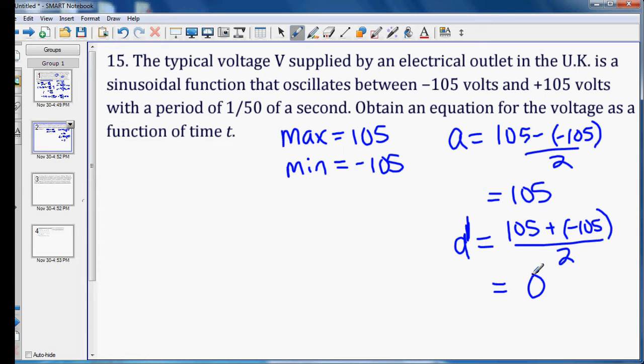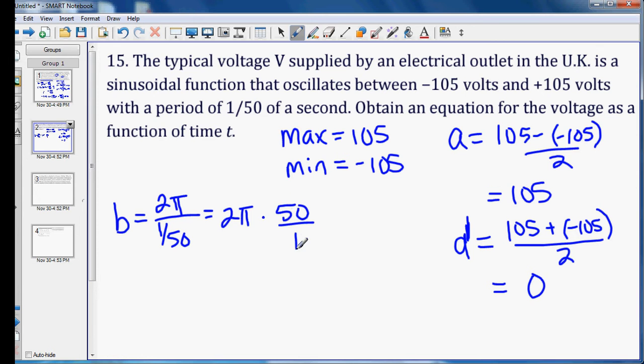Alright, so we've done what we can with the max and min. That's find our A and our D, and that's good. Now we can find B by doing 2 pi over the period. If you notice, they actually told us the period was 1/50th of a second. So we can put 1/50th at the bottom here, because it's 2 pi over the period, 2 pi over 1/50th. And to divide by a fraction, we multiply by the reciprocal, so we get 100 pi.